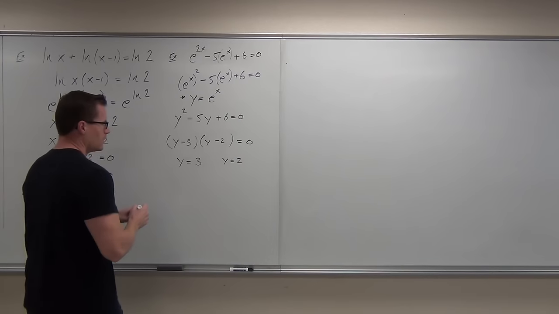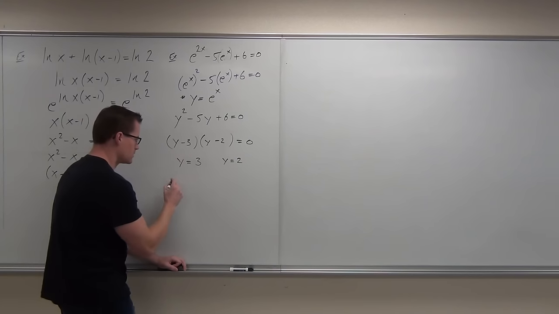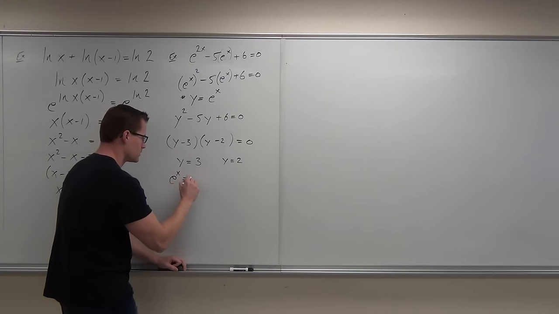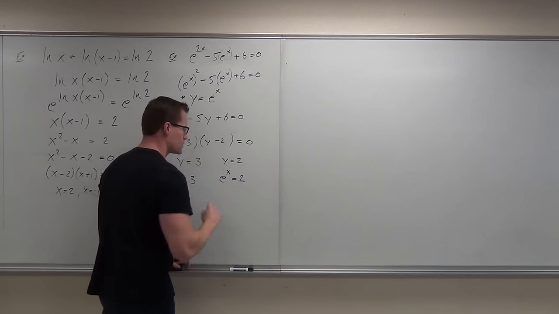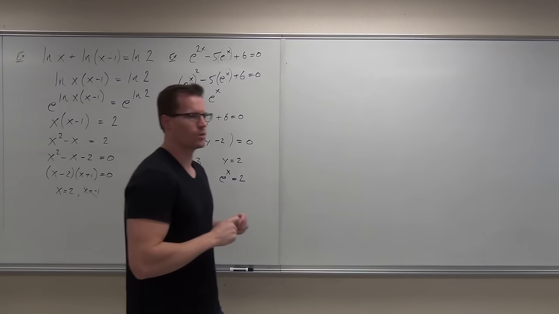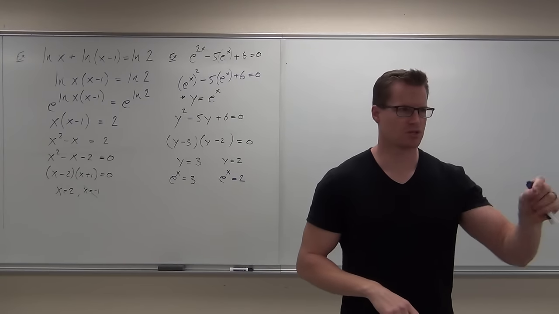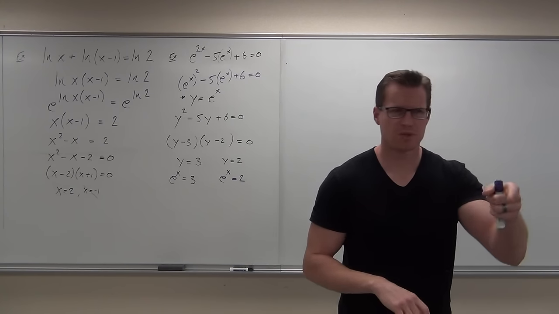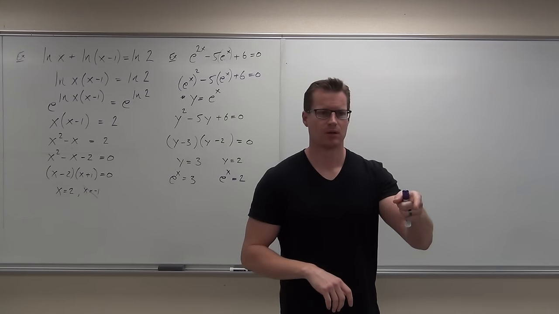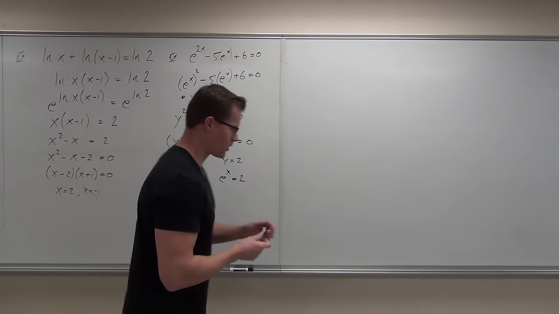So, instead of y equals 3, what could I write, please? E to the x equals 3. And instead of y equals 2, I could have e to the x equals 2. That's excellent. Now, can you solve that? If e to the x equals 2, how would you solve it? Log. Which particular type of log? The natural log. That's right, because we want to match up our bases.